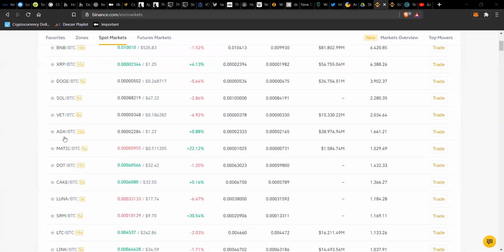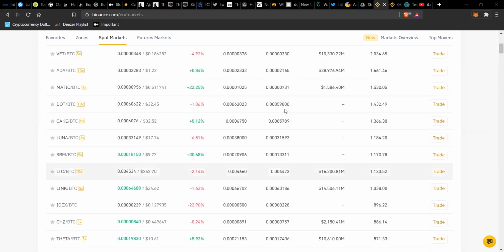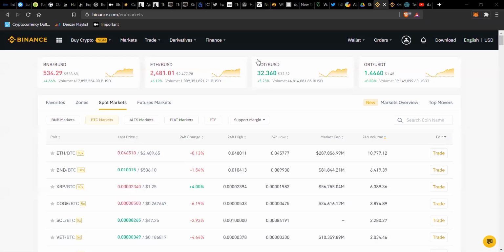SXP traded against Bitcoin. This is the price of one SXP in BTC. This is the dollar value. This is the 24-hour performance. This is how high it has gotten to in 24 hours. This is how low. Then the volume, the market cap, and all of that. So that is what this entire screen talks to us about. That's what it shows us.